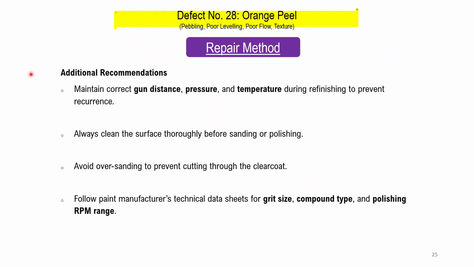Additional recommendations related to the repair method are as follows. Maintain correct gun distance, air pressure, and temperature during refinishing to prevent recurrence. Always clean the surface thoroughly before sanding or polishing. Avoid over sanding to prevent cutting through the clear coat. Follow the paint manufacturer's technical datasheet for grit size, compound type, and polishing RPM range.